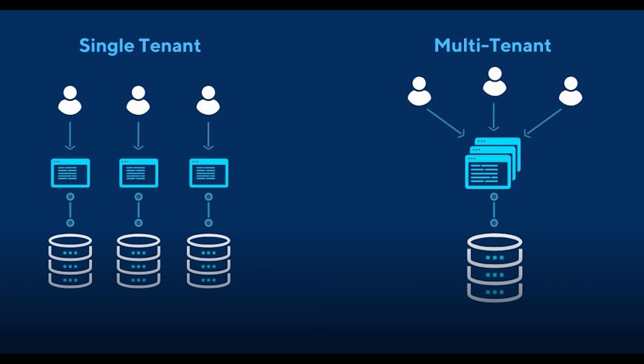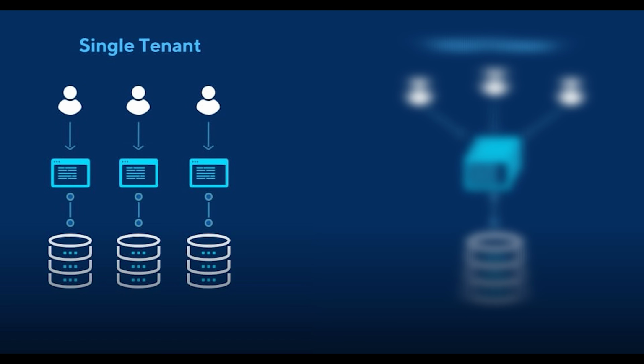A tenant can be an individual user, but more frequently, it's a group of users, such as a customer organization, that share a common access with specific privileges to the software instance. In single-tenant architecture, a single instance of the software and supporting infrastructure serves a single customer. With a single tenancy, each customer has their own independent database and instance of the software. So essentially, there is no sharing happening with this option.